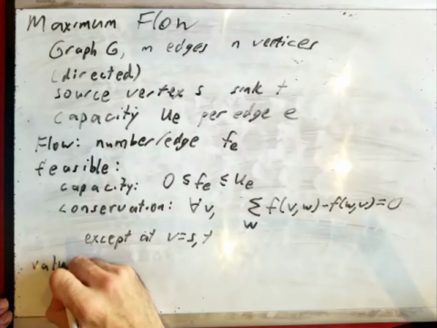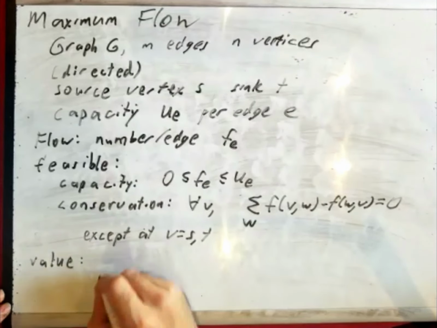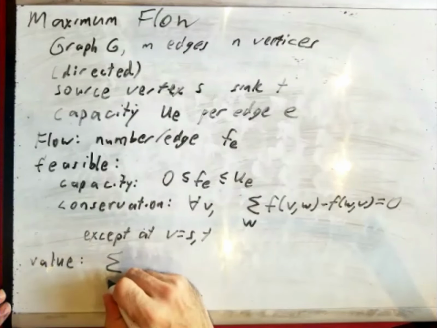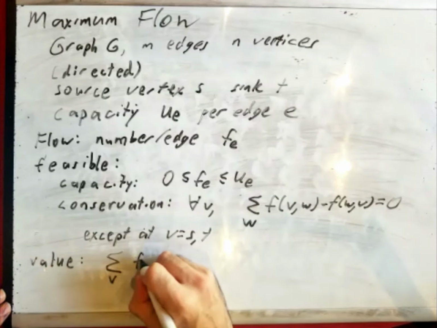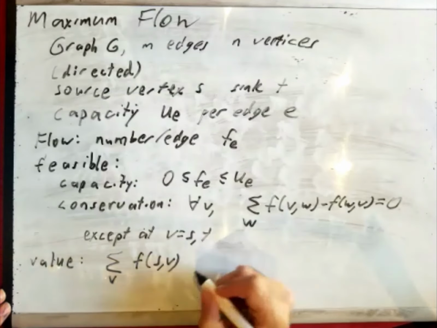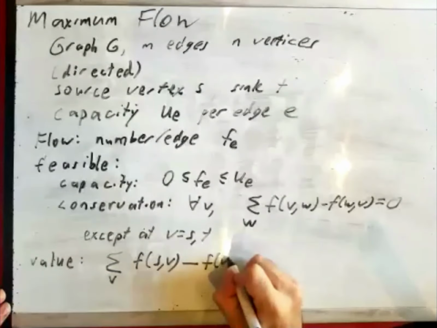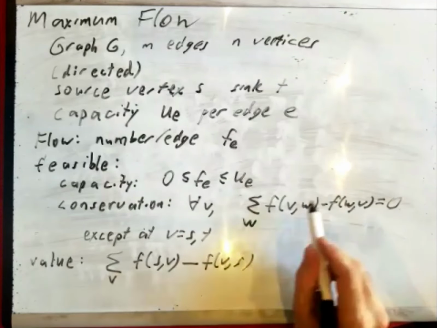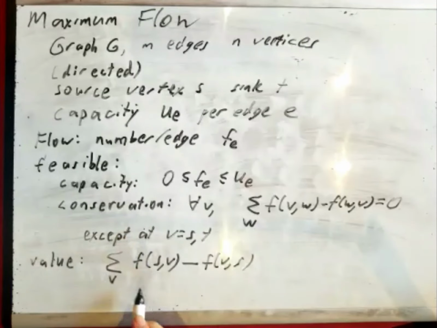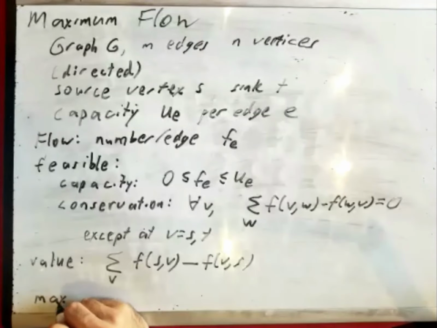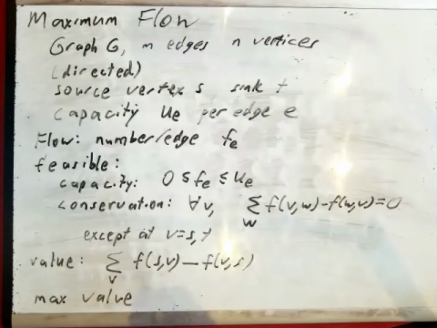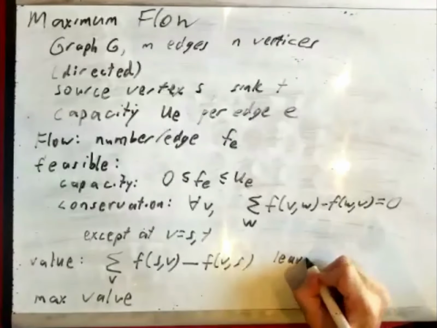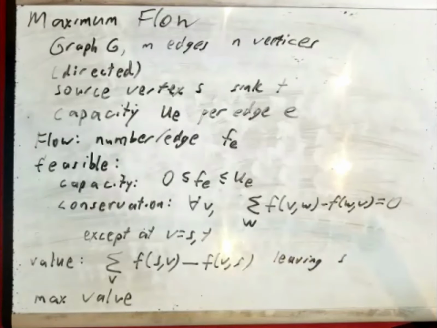And when you have a flow, we say that the value of that flow is just the sum over all of the neighbors of S of the flow leaving S minus the flow coming back to S. So again, this is the same form as the balance constraints, the conservation constraints, but it doesn't have to be 0. And in fact, the maximum flow problem is to compute a flow whose value is maximum, right? The amount of flow leaving S should be as large as possible.